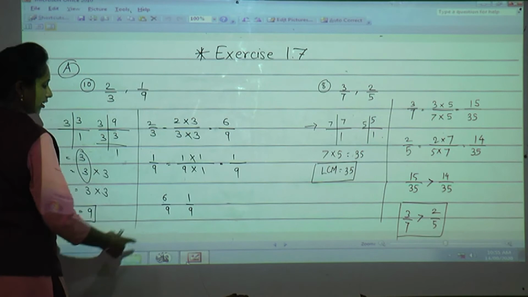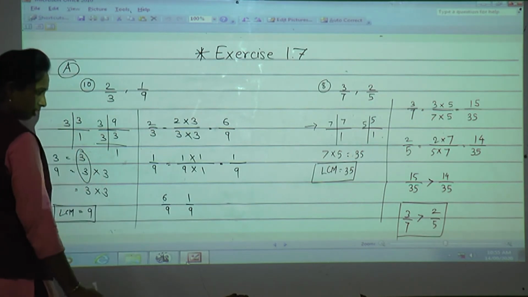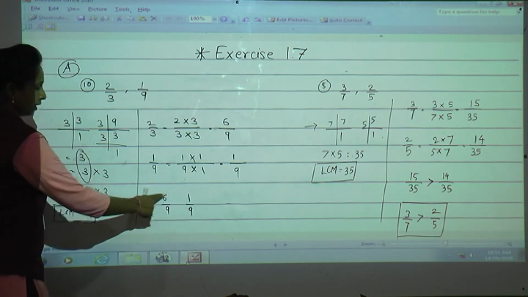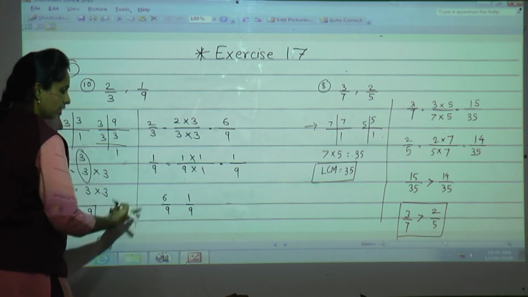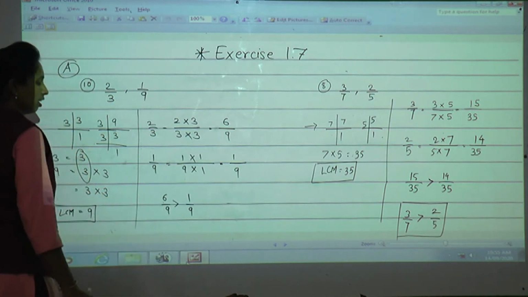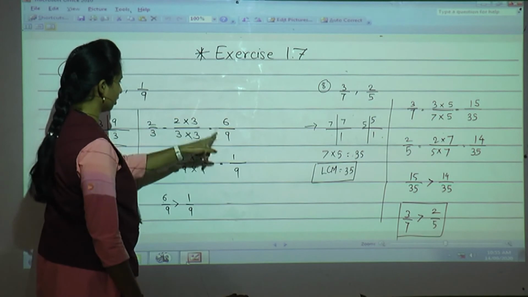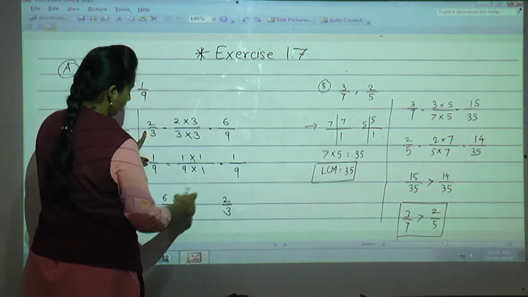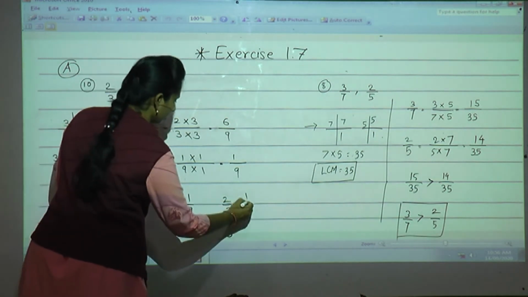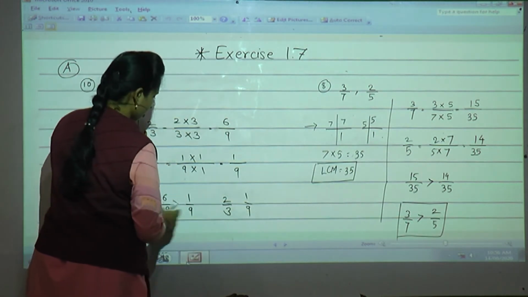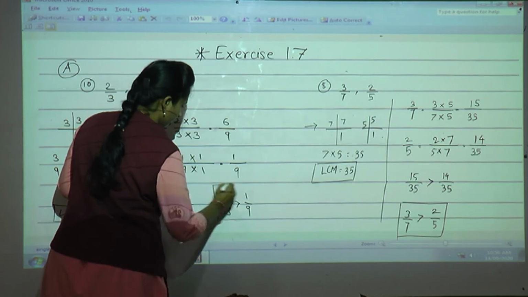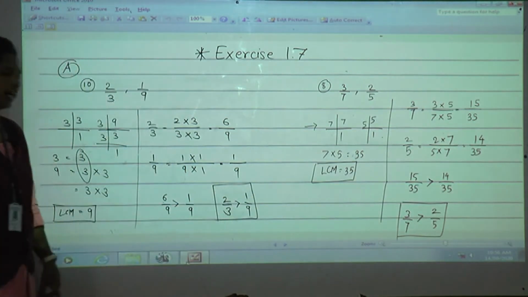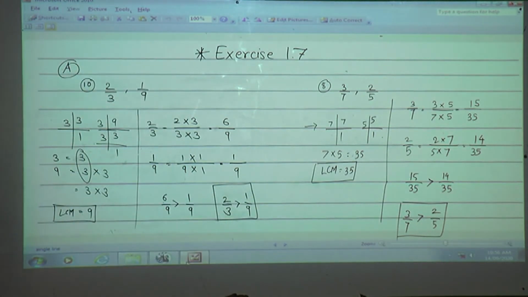Which is greater? Denominators are same, isn't it? So numerators compare, 6 or 1. Of course 6 is greater. Now 6 upon 9 means what? 2 upon 3. So write here. And 1 upon 9 means what? 1 upon 9 only. And which is greater? 6 upon 9 means 2 upon 3. Now give the symbol and make the box. In this way you have to solve. Clear? Yes.